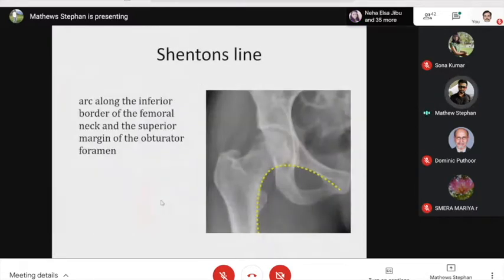Then coming to Shenton's line. Shenton's line is an arc along the inferior border of the femoral neck and the superior margin of the obturator foramen, which should be continuous.